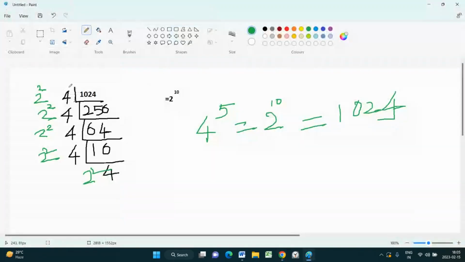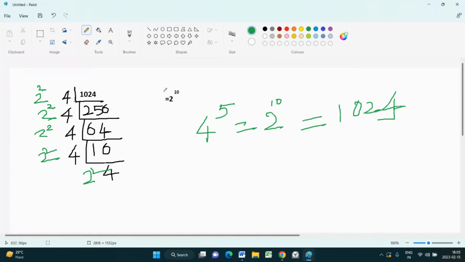We wanted to find out 1024 is equal to 2 to the power 10. The other day we did one problem. I said it is 2 to the power 10. So 10 is the value. N minus 2 is 8. So n is equal to 10. This is what I arrived at.